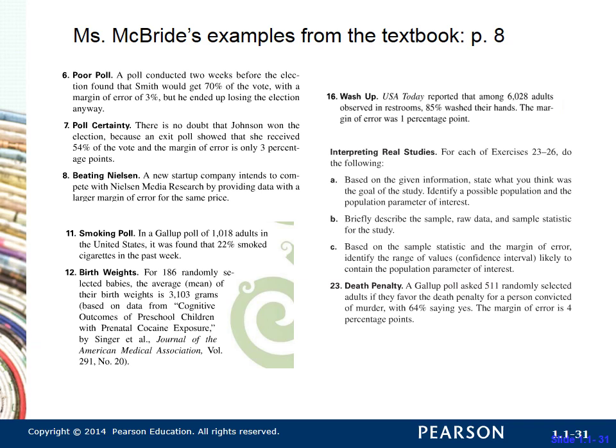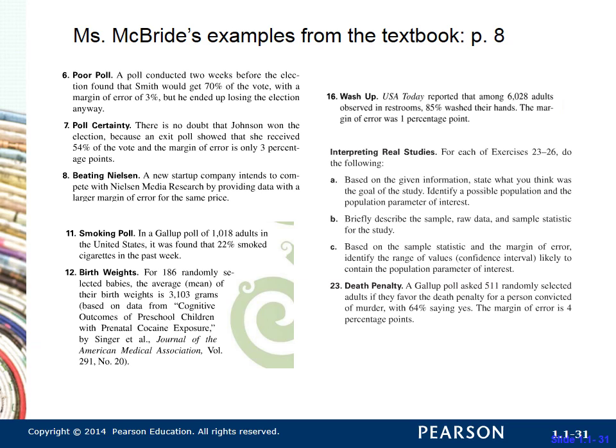My sample would be 511 randomly selected adults. My raw data would be their response to, did they favor the death penalty, yes or no? My sample statistic is they said 64% said yes. So my sample is the 511 responses. My raw data would be how many said yes, but then when I put that into my statistic, it's 64% said yes. I don't know if they had some undecided or some maybe, so we have to stick with yes.